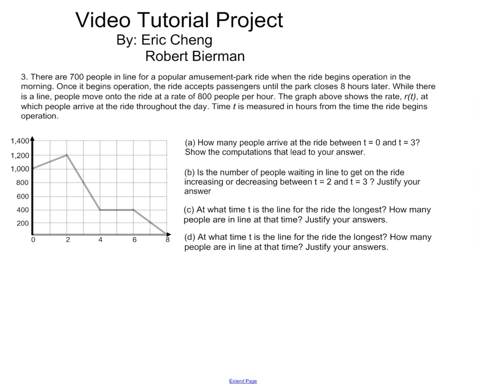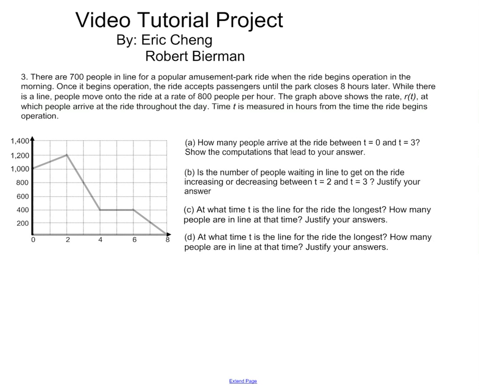Question 3. There are 700 people in line for a popular amusement park ride when the ride begins operation in the morning. Once it begins operation, the ride accepts passengers until the park closes 8 hours later. While there is a line, people move onto the ride at a rate of 800 people per hour. The graph above shows the rate, R(t), at which people arrive at the ride throughout the day. Time t is measured in hours from the time the ride begins operation.